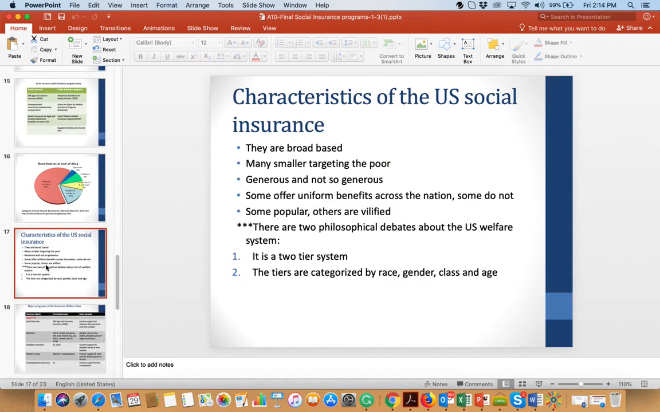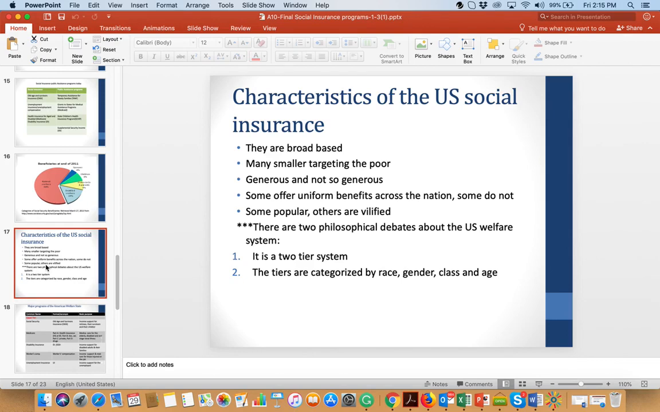Characteristics of social insurance in the United States. Well, we have some programs that are broad-based, like social insurance, where 90% of all workers pay into the system. Some of them are smaller, targeting the poor. Some are generous, others are not so generous. Some offer uniform benefits across the nation, some do not.